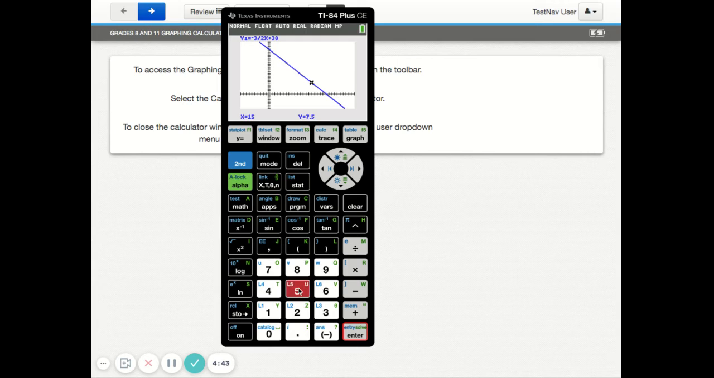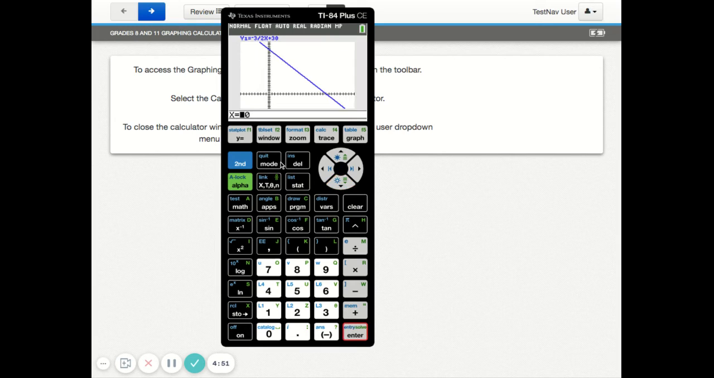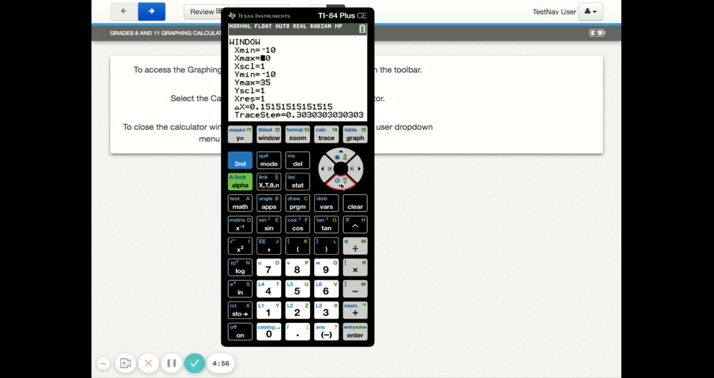I can even type in 50 if I like. Oh no, I can't. The issue here is that if I go to my window, the furthest x values I can go is up to 30 and down to negative 10. You can't do anything outside your domain, so that's the issue.